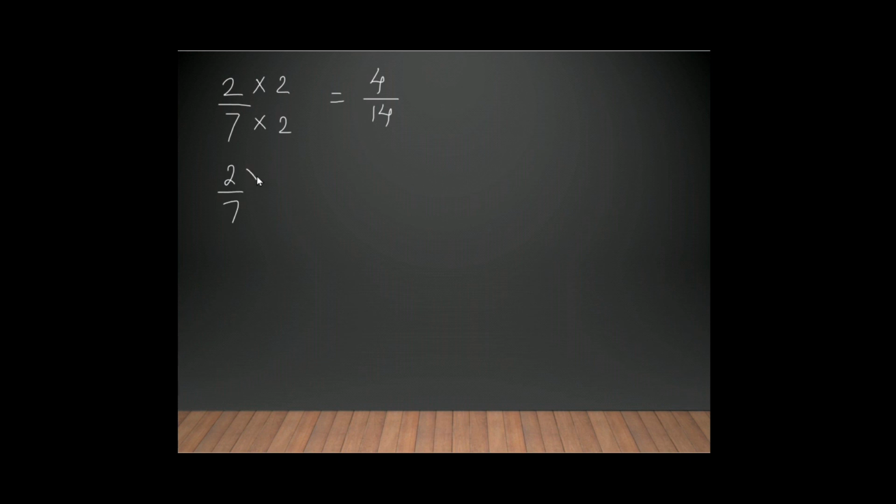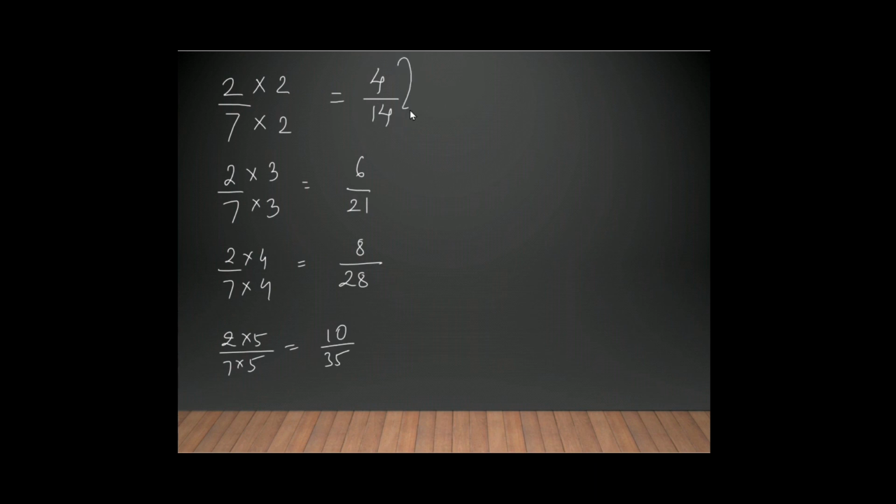Similarly, if the same fraction 2/7, if I multiply with 3, then I'll get 6/21. If I multiply with 4, I'll get 8/28. If I multiply with 5, I get 10/35. So all these are equivalent fractions of 2/7. They all have the same simplest form.